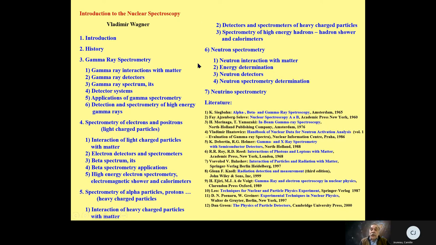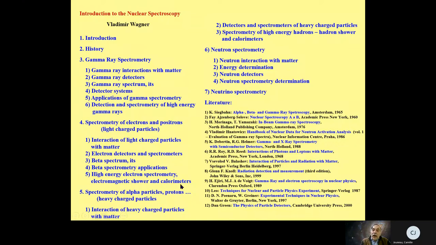An older book is also Nuclear Spectroscopy by Fye and Eisenberg. Maybe I will send you this, because it is the work of my older colleague from the institute, which is exactly a handbook of gamma spectroscopy for application in neutron activation analysis. Then Helmer and Ebertin, Gamma and X-ray Spectrometry with Semiconductor Detectors. This one is special on semiconductor detectors.